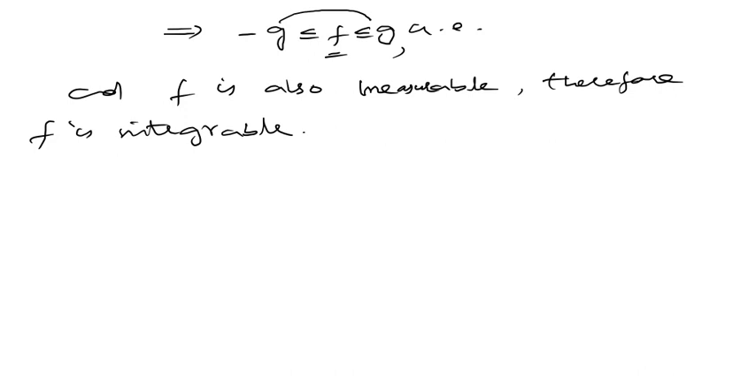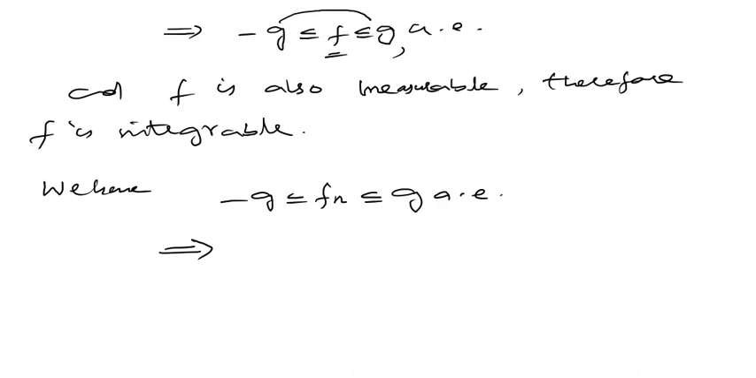Now let us see the next part from this inequality. We have minus G less or equal to Fn and less or equal to G almost everywhere. So from this we conclude that Fn plus G is greater or equal to 0. Let's add G throughout. So it will be 0 on this side, less or equal to G plus Fn and less or equal to G plus G, that's 2G.